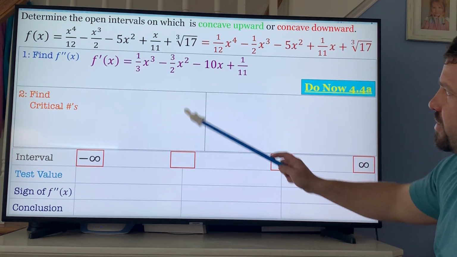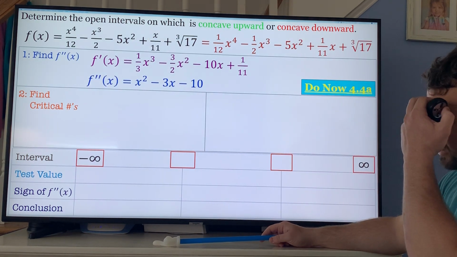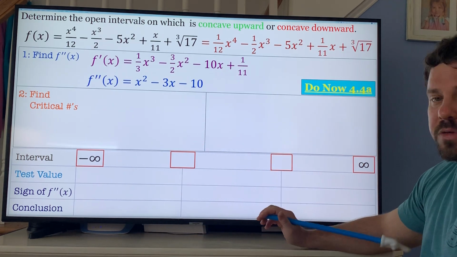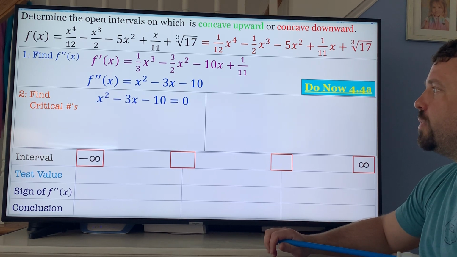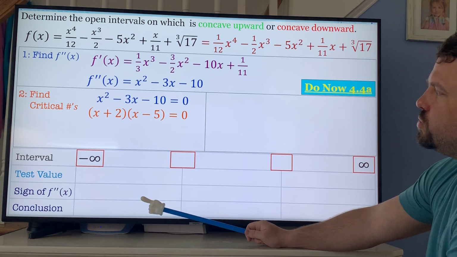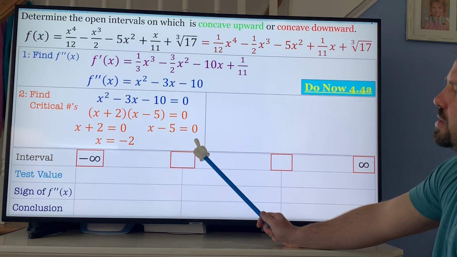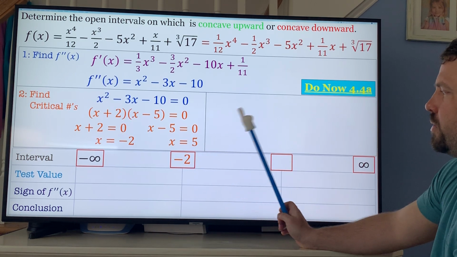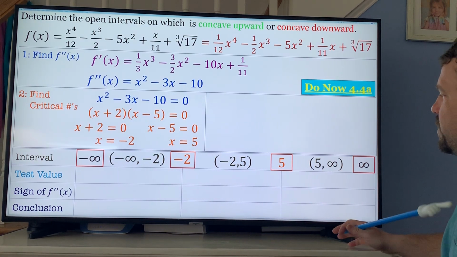So now we have to find the second derivative. 1/3 of 3 is x squared minus 3x minus 10. Look how nice that comes out. You're welcome. All right, so find the critical numbers. You're going to set that equal to 0. All right, good. Factors of negative 10 that add up to negative 3 are negative 5 and 2. x equals negative 2, and x equals 5. Negative infinity to negative 2, negative 2 to 5, 5 to infinity.